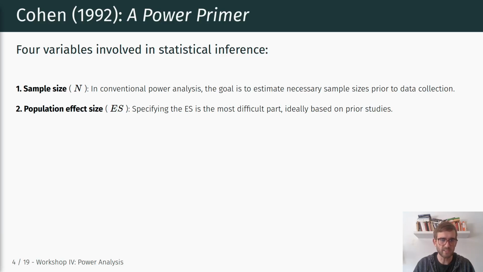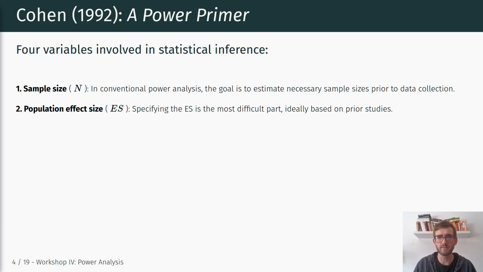So specifying this population effect size is the most difficult part in any power analysis, because it essentially requires us to either rely on prior studies or previous published research or prior knowledge to assume reasonable effect sizes and then compute power based on those effect size assumptions, right?